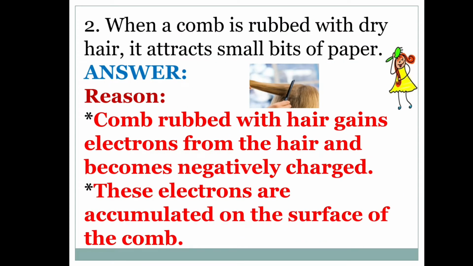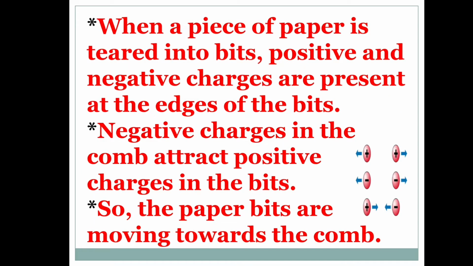Second one, when a comb is rubbed with dry hair, it attracts small bits of paper. The reason is, the comb rubbed with hair gains electrons from the hair and becomes negatively charged. These electrons are accumulated on the surface of the comb. When a piece of paper is torn into bits, positive and negative charges are present at the edges of the bits. Negative charges in the comb attract positive charges in the bits. So, the paper bits move towards the comb.